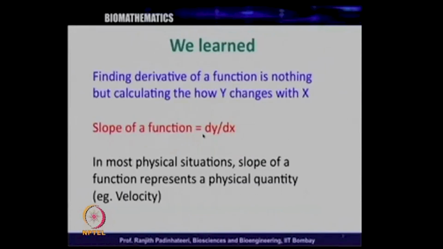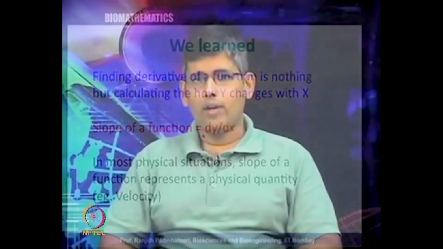We also learned that finding the derivative of a function is nothing but calculating how y changes with x, and in most physical situations, the slope of a function represents some physical quantity. For example, velocity was one quantity we discussed last time. We will discuss more and more quantities, but today we will learn how to calculate the derivative of various functions. The only 2 functions for which we have learned to calculate derivatives so far are y equal to x, which we found has a constant slope, and y equal to x square.